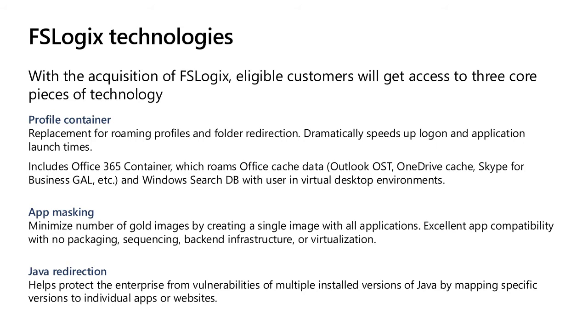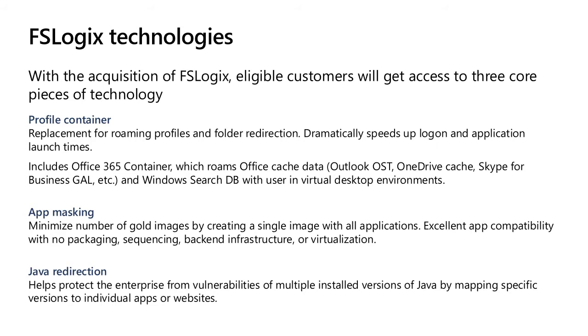For example, it creates what is called a profile container. This is the replacement of the good old roaming profiles and folder redirection. If you remember back in the day, in a Windows Server 2012 virtual desktop environment, you have what is called a roaming profile that is essentially stored as a set of files in the Windows file system. What FSLogix brings in is a sophisticated profile container technology that replaces roaming profiles, which dramatically speeds up logon and application launch times.